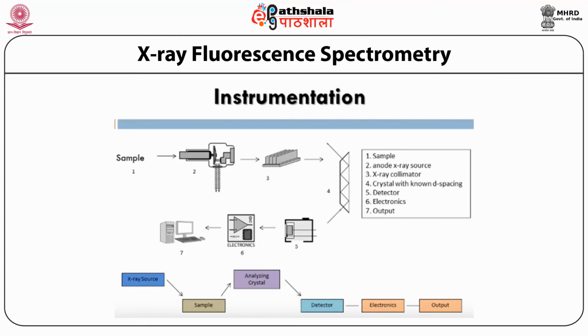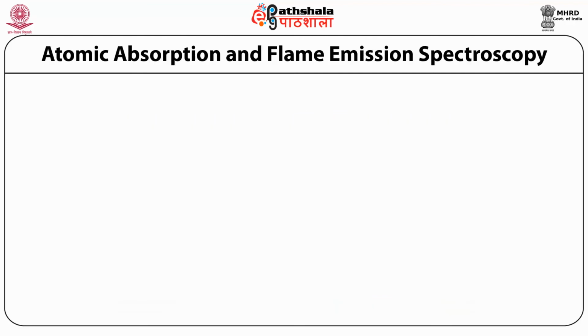So in this instrument, the X-ray source emits X-ray radiation which is passed through the sample, and the radiation transmitted from the sample cell goes to an analyzing crystal, where the different types of bending are done by the d-spacing crystal. After that, this radiation is detected by the detector and shown as an output signal through the computer. The next is atomic absorption or flame emission spectroscopy.